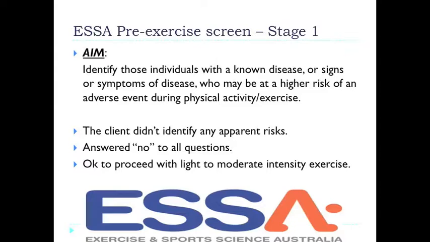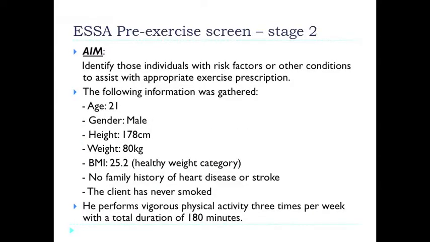The following information was gathered from stage 2. His age is 21, gender is male, no family history of heart disease or stroke. The client has never smoked. He performs vigorous physical activity 3 times per week with a total duration of 180 minutes. His height is 178 centimeters and weight of 80 kilograms, giving him a BMI of 25.2, placing him in the healthy weight category.